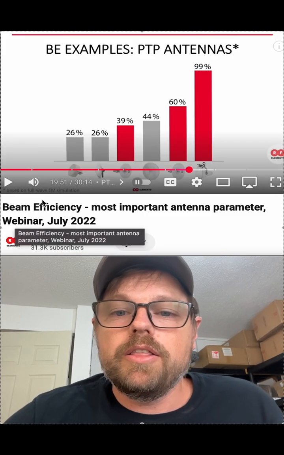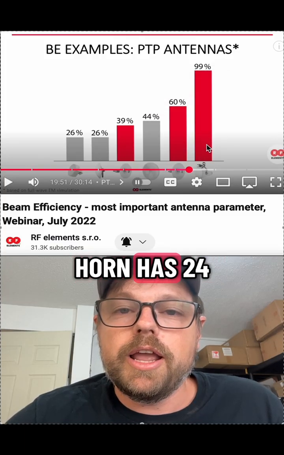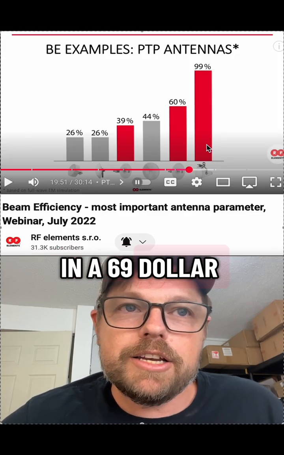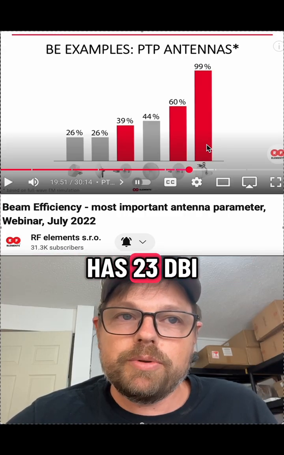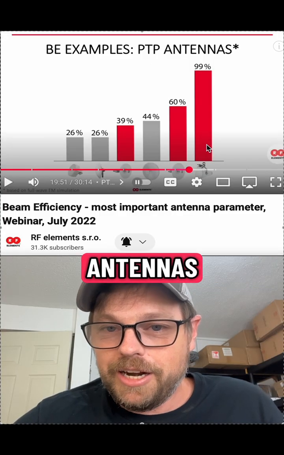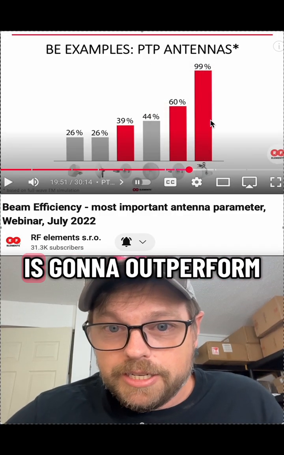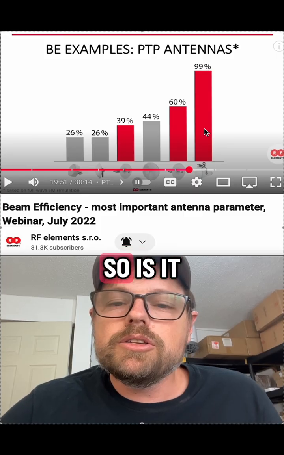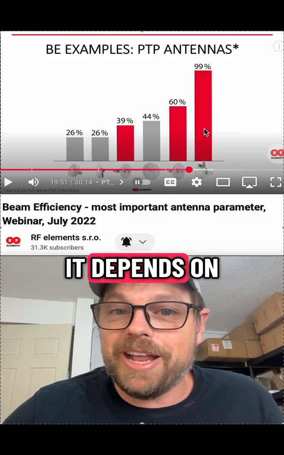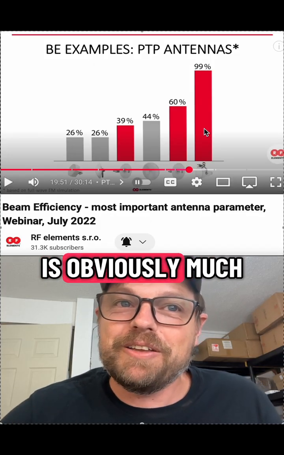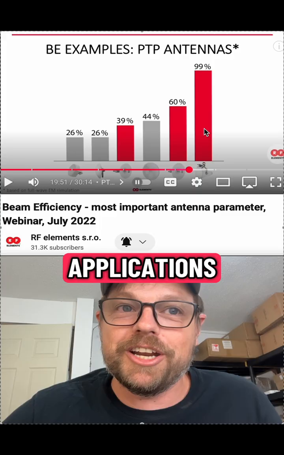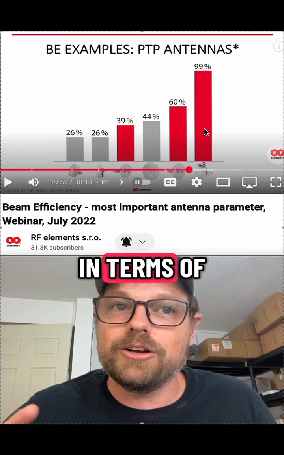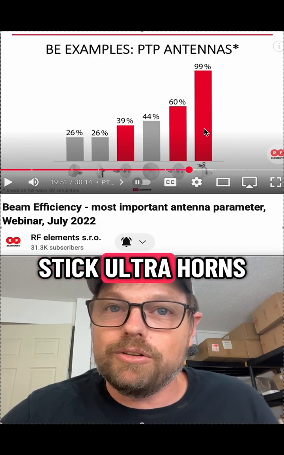In terms of gain, the Ultra horn has 24 dBi of gain. The Ubiquity Light Beam, a $69 integrated antenna, has 23 dBi of gain. These are comparable antennas. Now, it's possible that the Ultra horn is going to outperform a light beam. The Ultra horn is what? 10 times the cost? So, is it worth the cost? It depends on the application. The light beam is obviously much better for most subscriber applications than the Ultra horn. So the Ultra horn is obviously not worth the extra money in terms of that application. You're not going to stick Ultra horns on subscriber roofs.